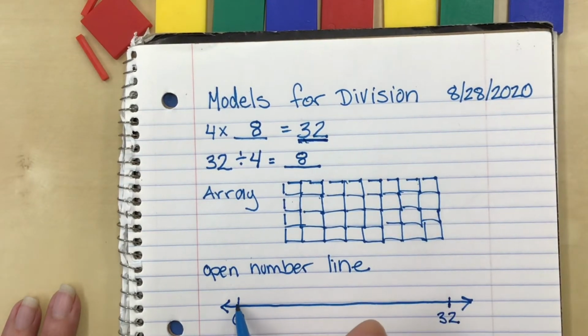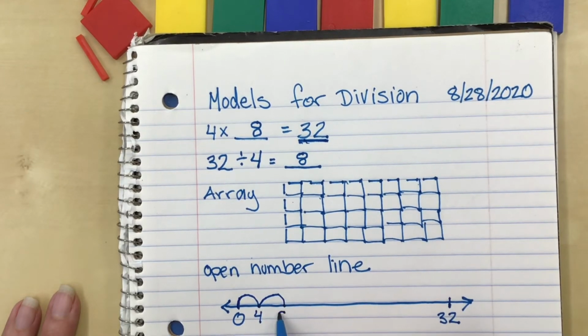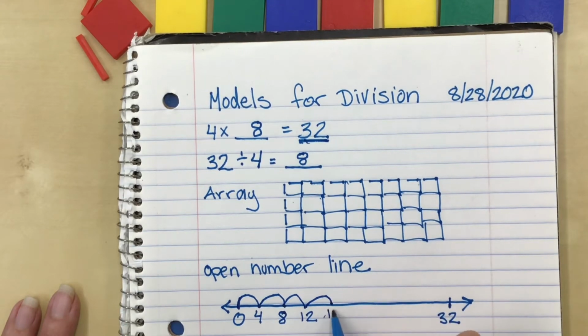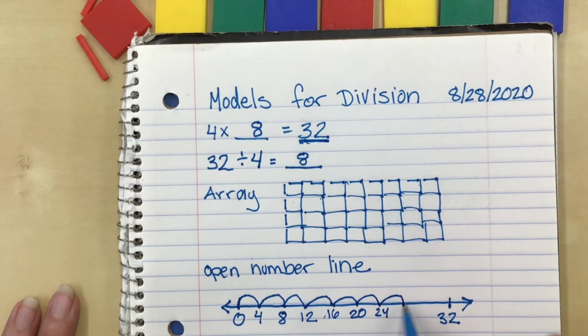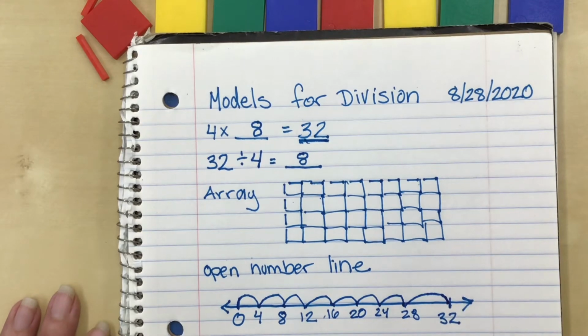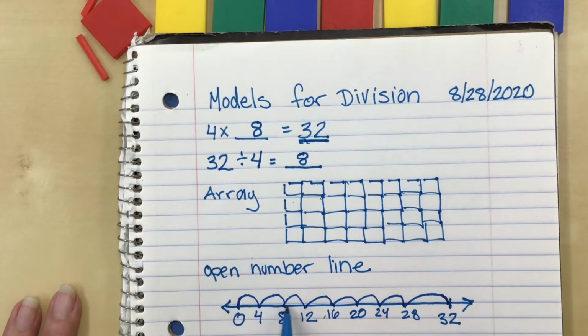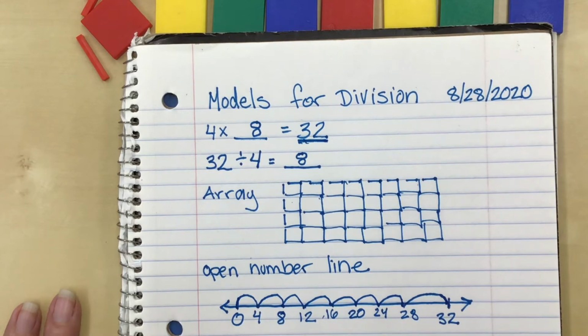So let's do it. Here we start at 0, we're going to jump to 4. Another 4 gets us to 8. Another 4 gets us to 12. Another 4 gets us to 16. Another 4 gets us to 20. Another 4 gets us to 24. Another 4 gets us to 28. And another 4, ooh, it's got to be a longer jump, gets you to 32. So each of these jumps represents 1 times 4, 2 times 4, 3 times 4, 4 times 4, and so on until we get to 8 times 4.